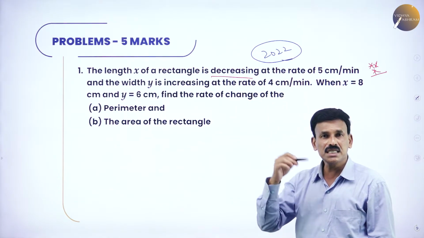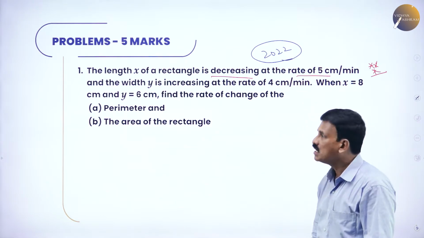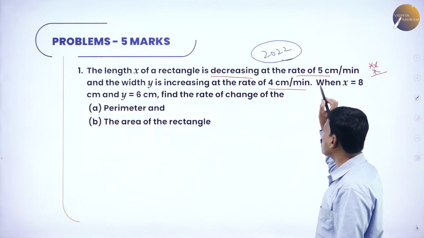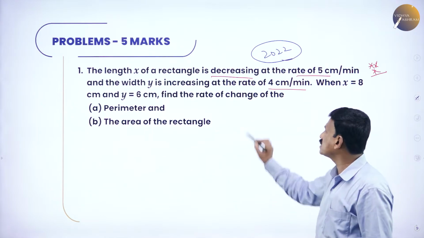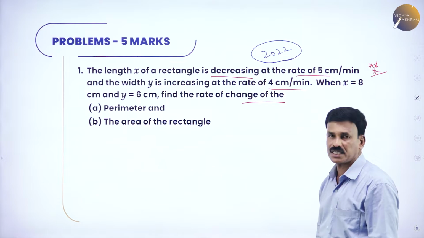So negative sign indicates it is decreasing. Decreasing at the rate of 5 centimeters per minute, and the width y is increasing at the rate of 4 centimeters per minute. When x is equal to 8 centimeters and y is equal to 6 centimeters, find the rate of change of perimeter and the area of the rectangle.